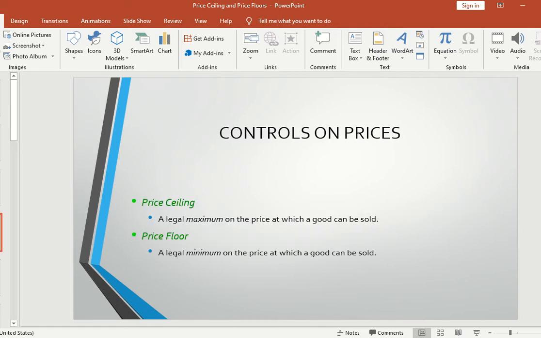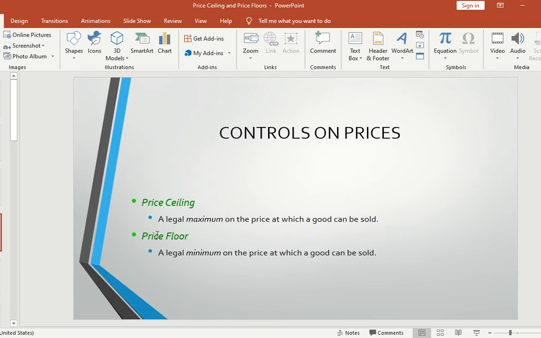There are two types of price control: price ceiling and price floor. Price ceiling is a legal maximum on the price at which a good can be sold. That means no one can legally charge a price that is higher than that. Price floor is a legal minimum on the price at which a good can be sold. What that means is nobody can legally pay a price that is lower than the price floor.